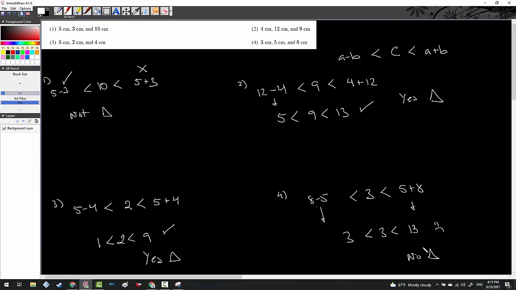So that's how the triangle inequality theorem works. Those are your 4 examples. I'll be back with the last thing.